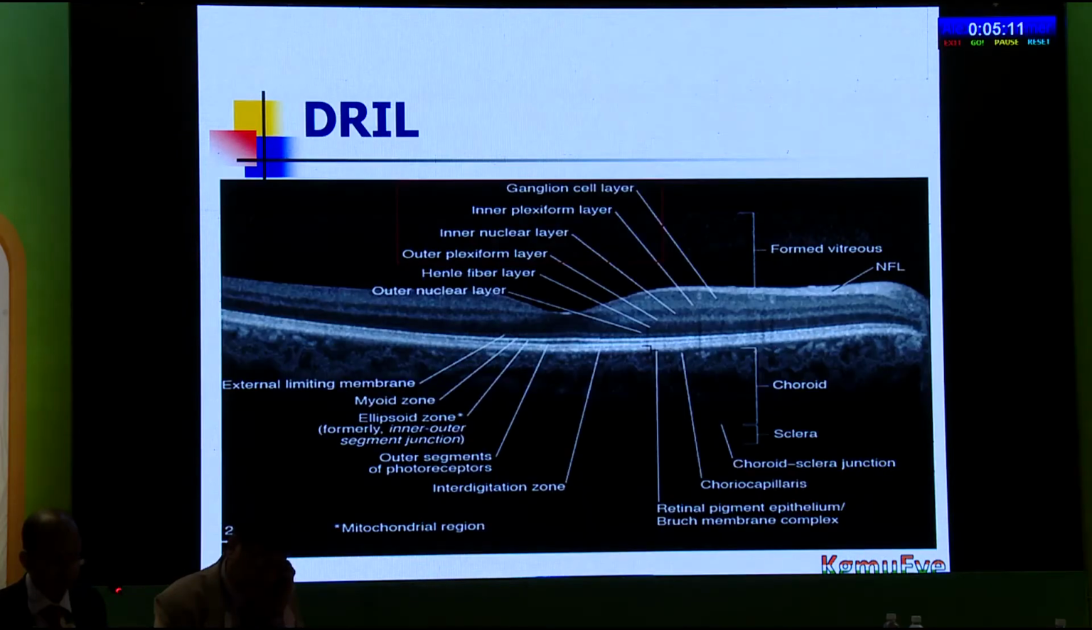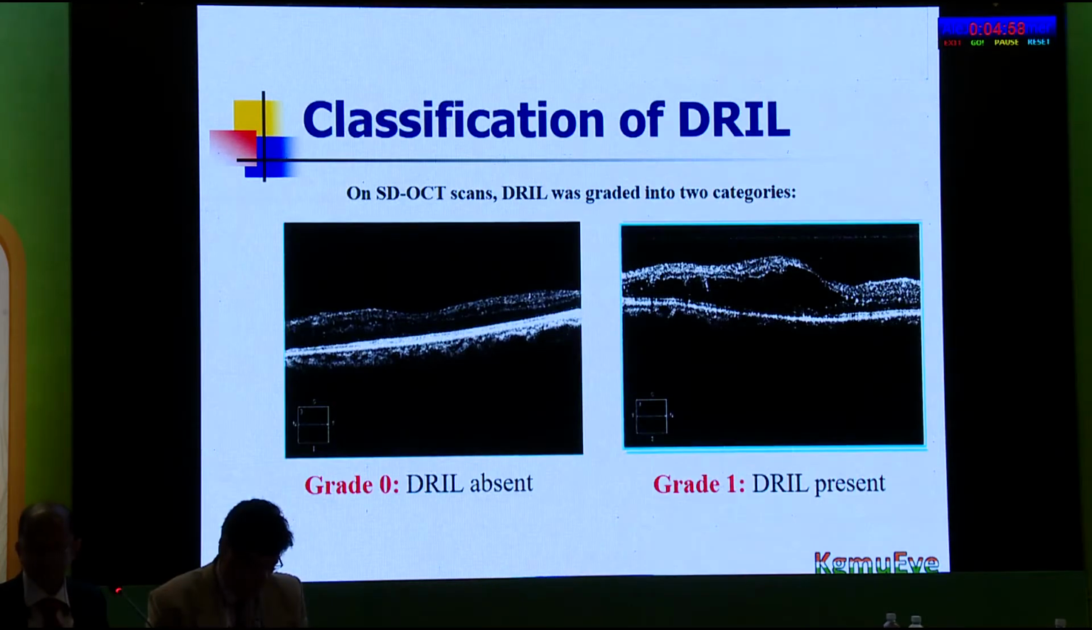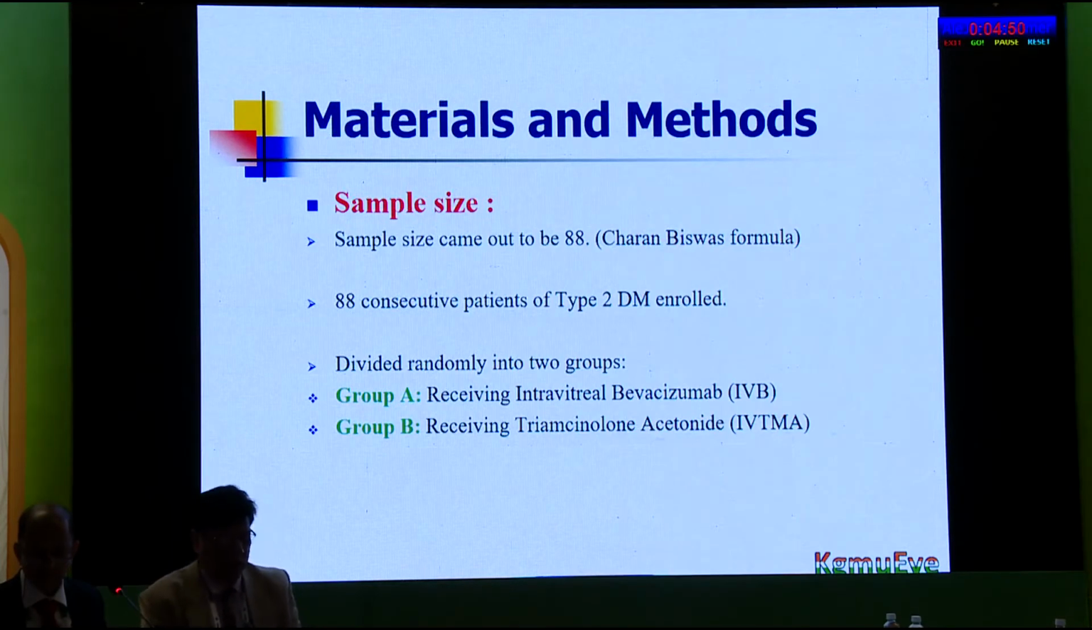The DRIL is defined as inability to distinguish between the inner four layers of the retina, that is GCL, ganglion cell layer, inner plexiform layer, inner nuclear layer, and the OPL, that is outer plexiform layer. We classified DRIL into two grades: in grade 0 the DRIL was absent, and in grade 1 the DRIL is present. Materials and methods.